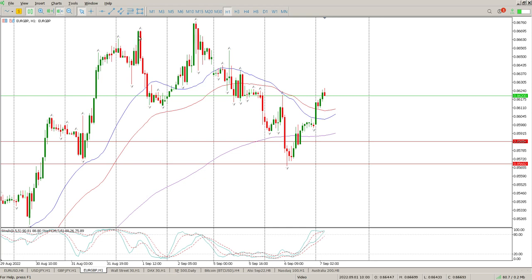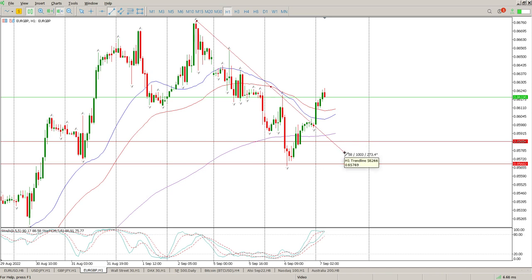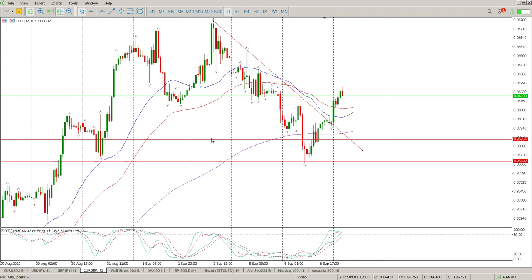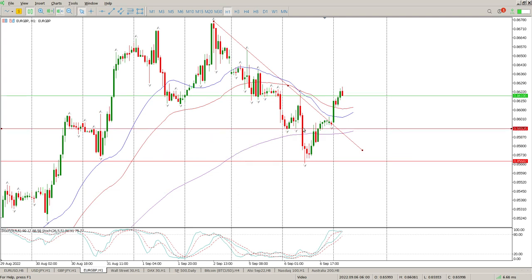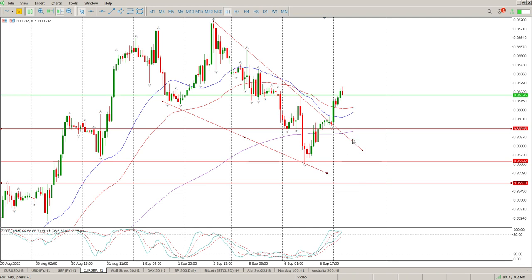So I would argue that we are looking for a pullback, and that pullback is right back to this area here, which is 0.85935. So I'm looking for a pullback onto here, to find support here. Then there is a possibility of a wedge breakout retest playing out. So that's the view that I've got at the moment.